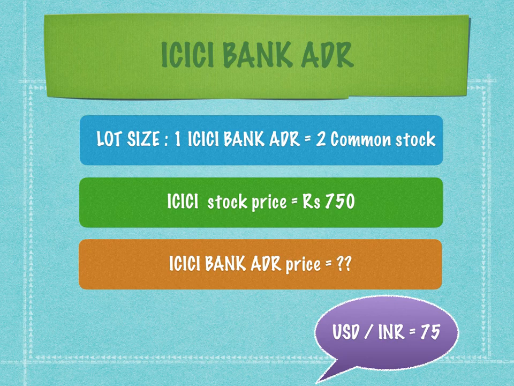One ICICI Bank ADR is equal to 2 common stock, that is a lot size. The stock price is 750 rupees. So what will be the ADR price? Right? Then we have to convert that, because it is traded on NYSE, we have to convert that ADR price into dollars because we have calculated only the INR value. So how do we calculate the dollar value? Works out something like this. Waiting for your answers, looking forward to your answers and responses on the comments.